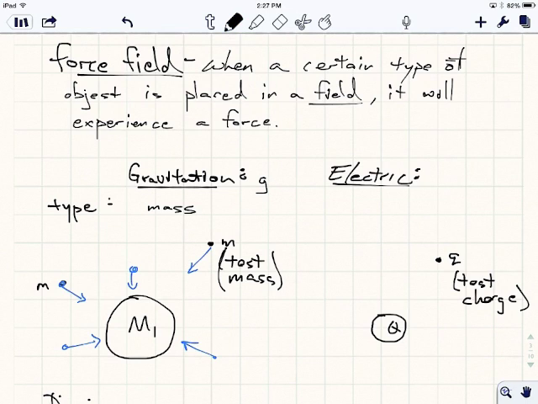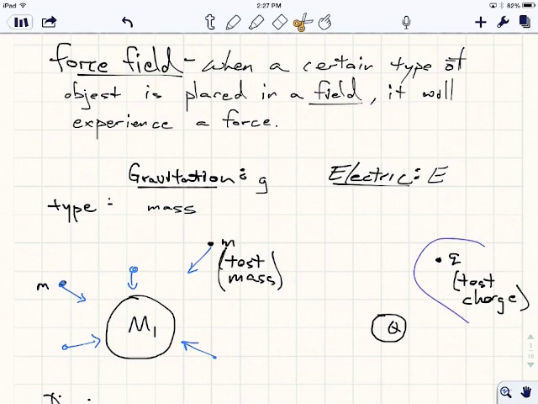For the electric field, we're going to use a symbol capital E to denote the electric field. Now, anything with charge, like this big Q here, is going to exert an electric field in the vicinity of that charge. So if you place a small test charge, like this q, out in that area, it's going to experience some force. Now the electrostatic force and the gravitational force are much different. The gravitational force can only be attractive, whereas the electrostatic force can be both attractive or repulsive.